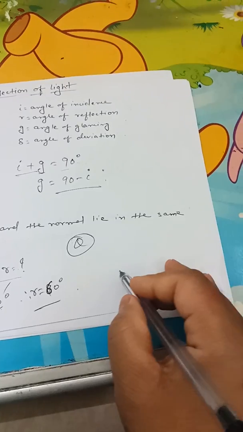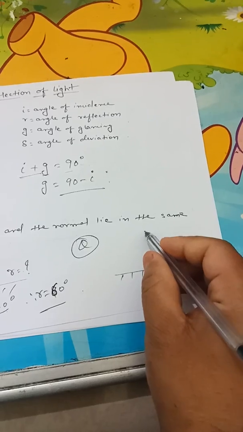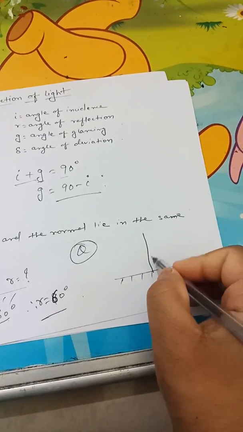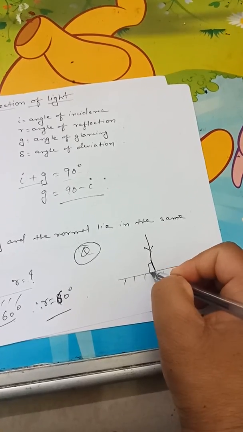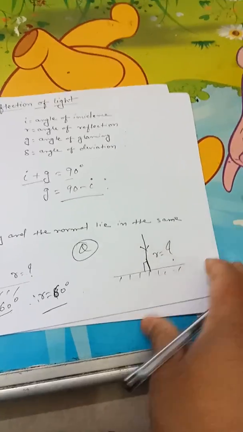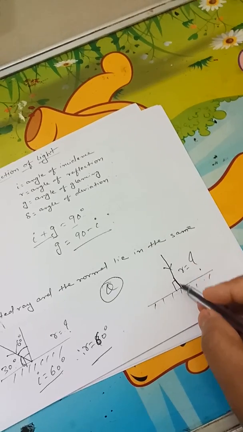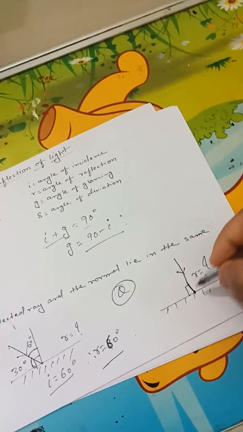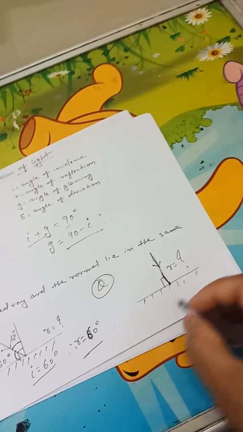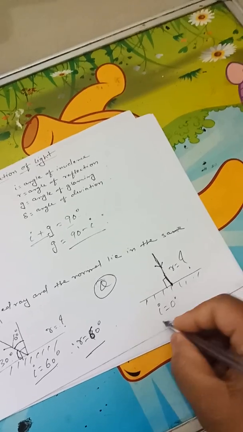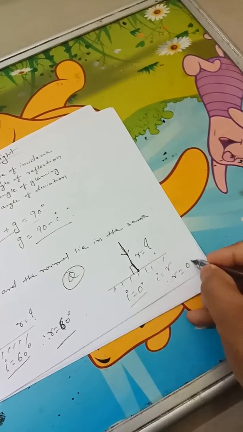Now we will see the next question and the most important one. Let this be a mirror. From a source, if incident ray falls perpendicular, then what is the angle of reflection? As we know very well, if incident ray is falling normally and we again have to draw a normal, both will overlap on each other and I becomes 0. From law of reflection, I is equal to R, hence R is equal to 0.